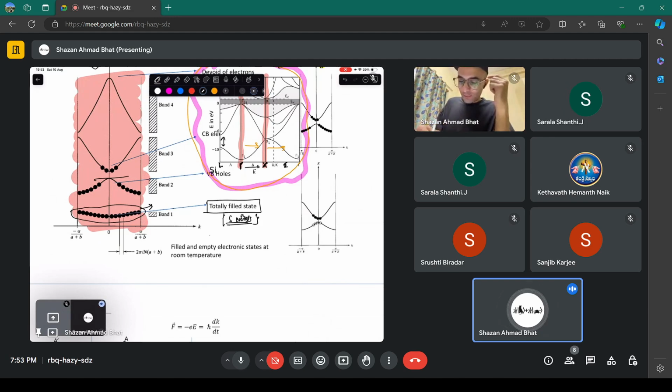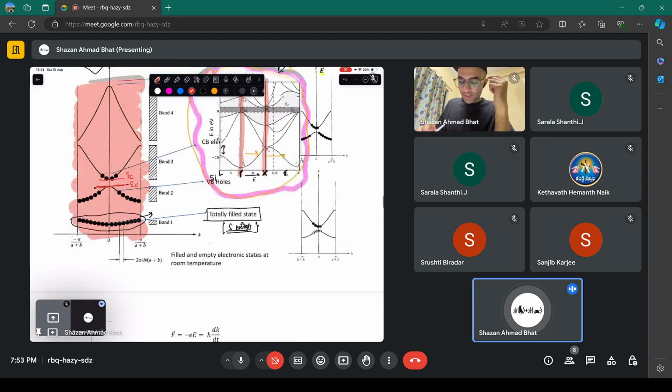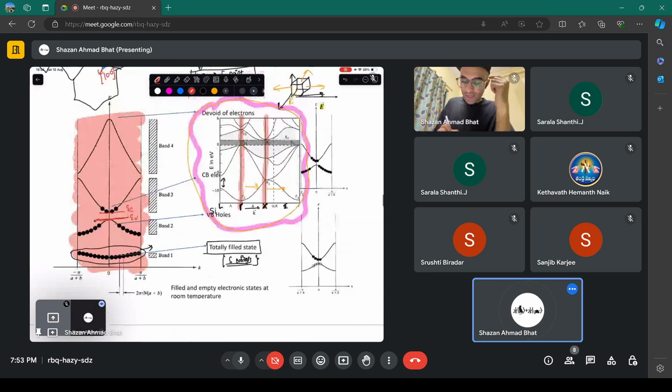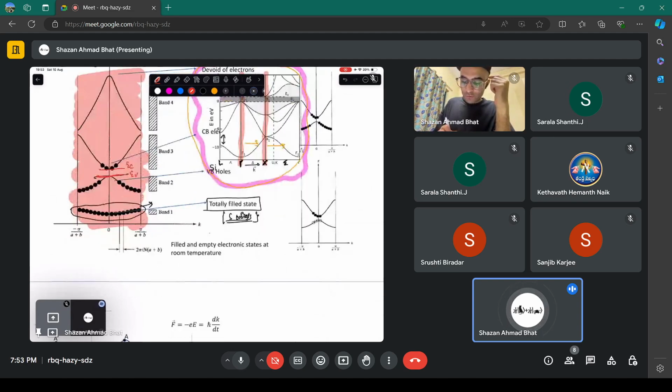And this particular thing here is, let's say, the valence band maxima. This is the conduction band minima. And if certain electrons move from this band to this band, these particular electrons here play a part in conduction now because they are freely available to move.